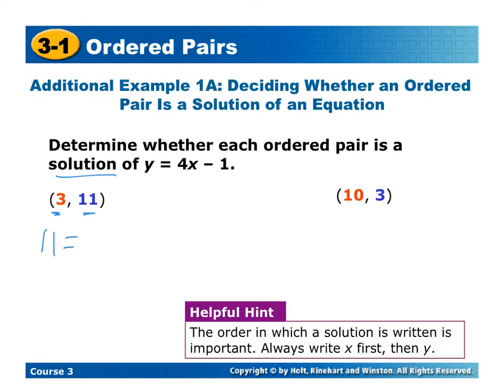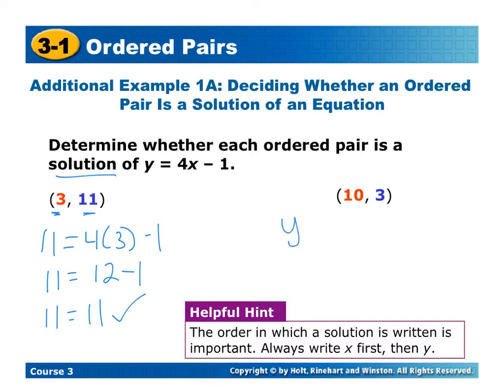So here 11 needs to equal 4 times 3 minus 1. Order of operations, 4 times 3 is 12, minus 1. 11 is in fact equal to 11, so this would be a solution.